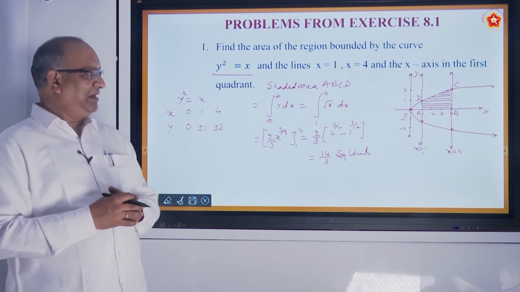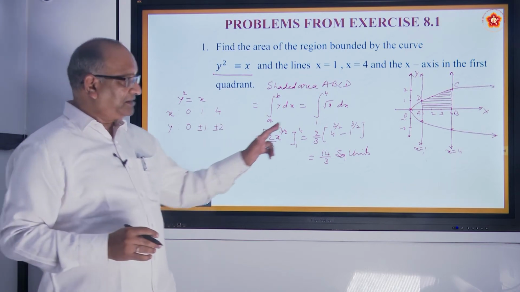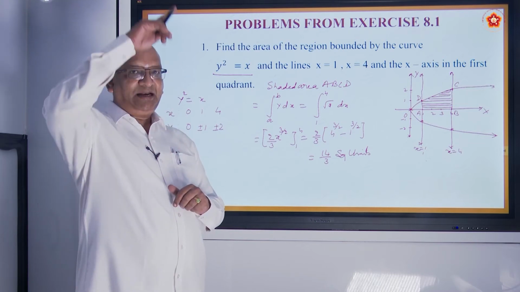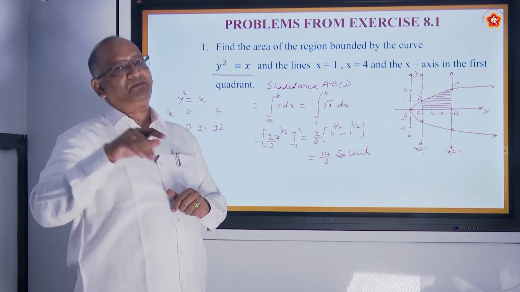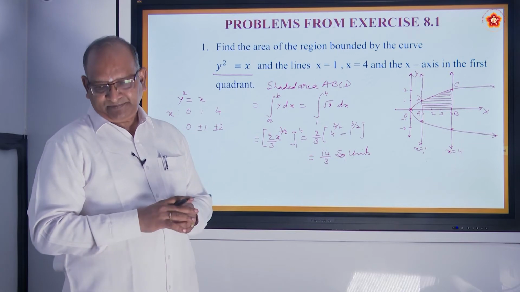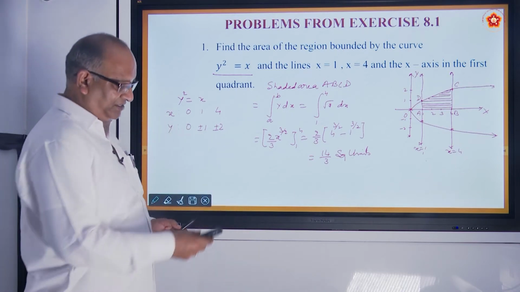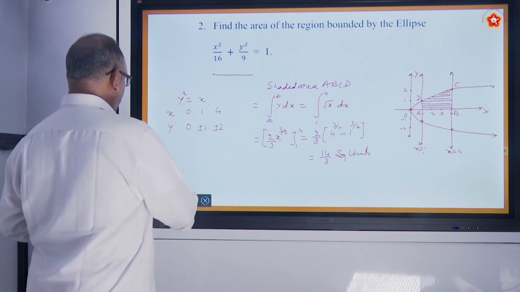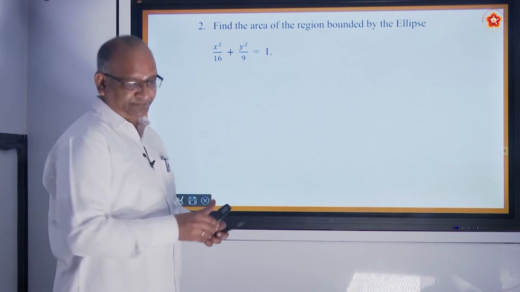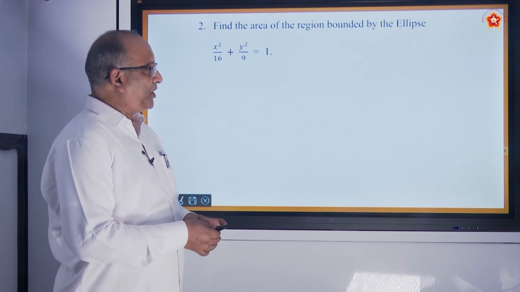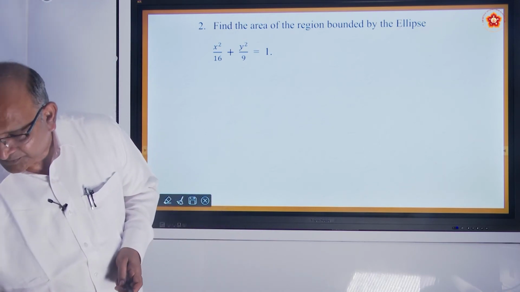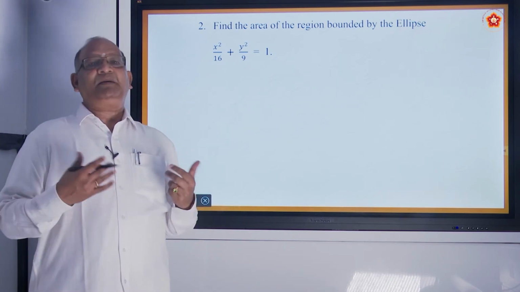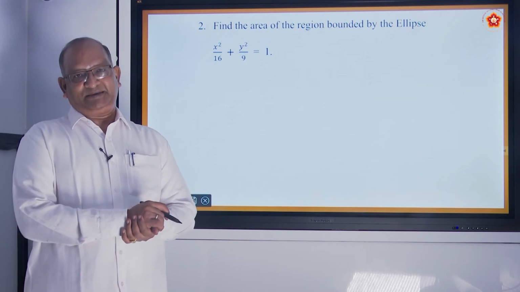Problems are very simple. If you are taking the limits on x axis, the function has to be y. If you take the limits on y axis, function has to be x dy. Okay. So let us move forward to the next problem. Here is an interesting problem. By looking at the equation, you should be able to tell what does it represent.